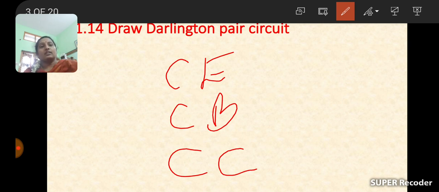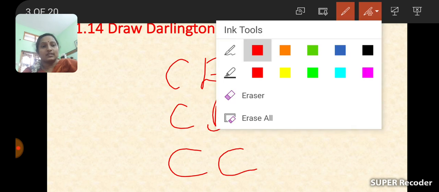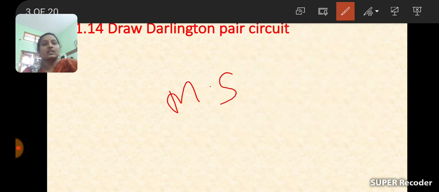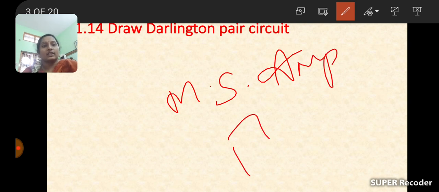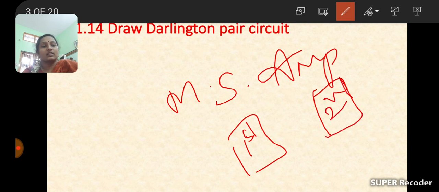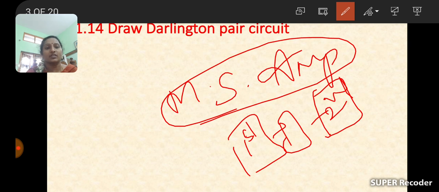The next point discussed in our last class is the multi-stage amplifier. What is meant by multi-stage amplifier? If we connect one stage amplifier to the next stage with the help of coupling elements, then that amplifier is called a multi-stage amplifier.